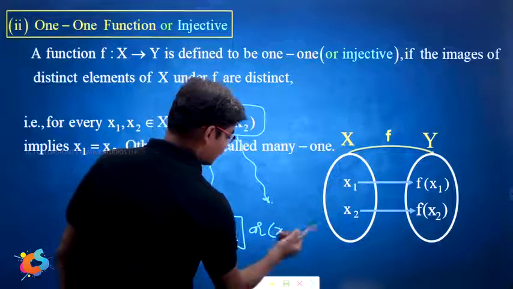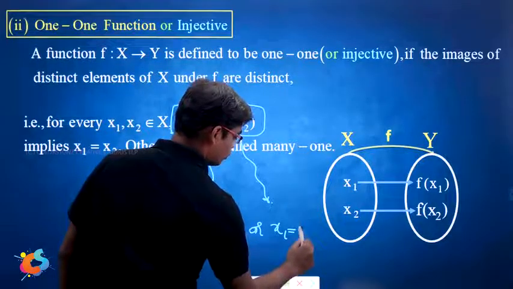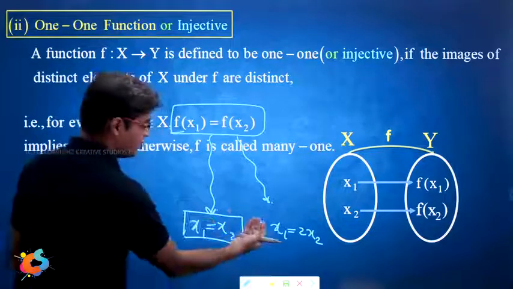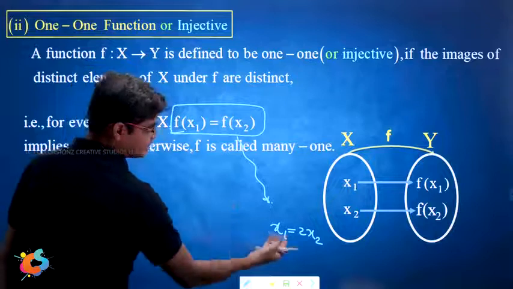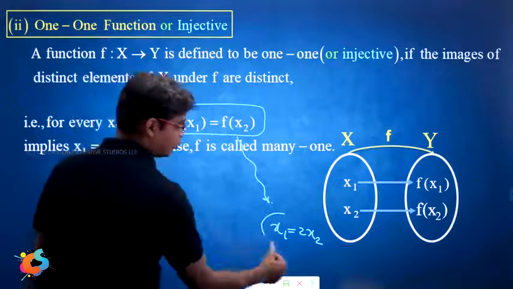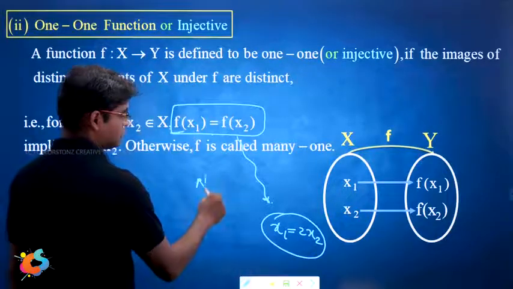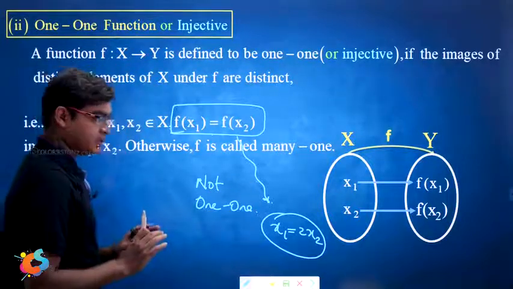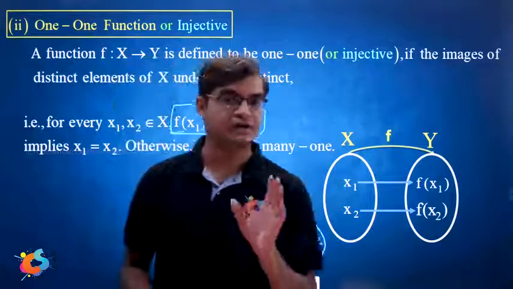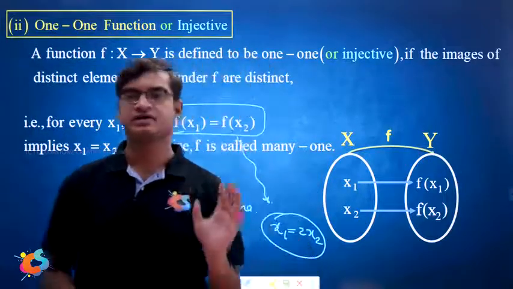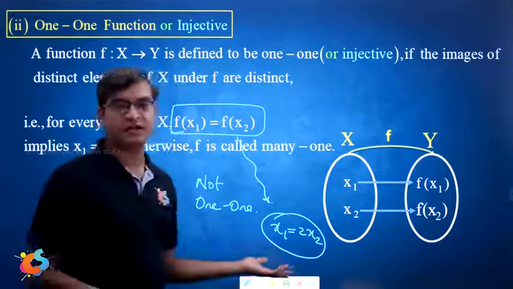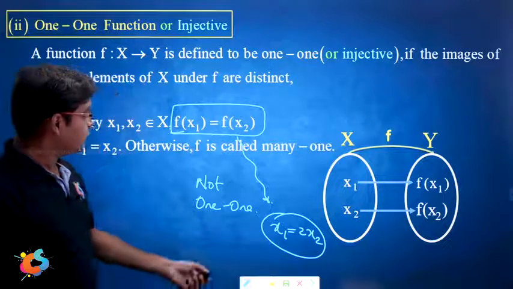Before, I showed you something like this, right? So x1 is equal to 2x2. You are getting two solutions here, or maybe you don't get one of them at all. You get this solution only, x1 is equal to 2x2. That means this is not one-one. It's a very simple thing. If you start with f of x1 is equal to f of x2, you should end up with x1 is equal to x2. Only then it is one-one. Otherwise, it is many-one. Simple, right? Okay, so let us go ahead.